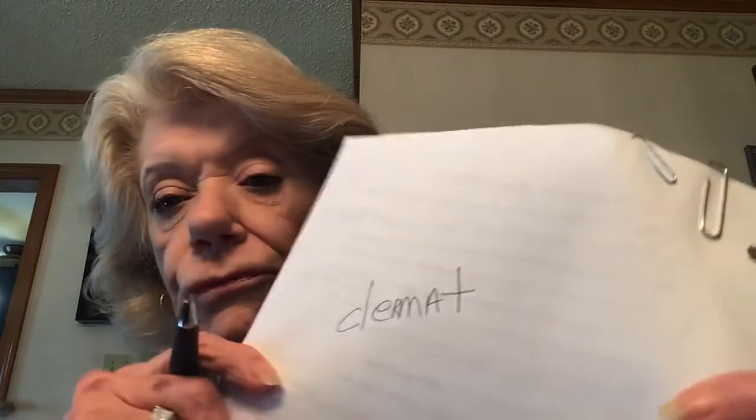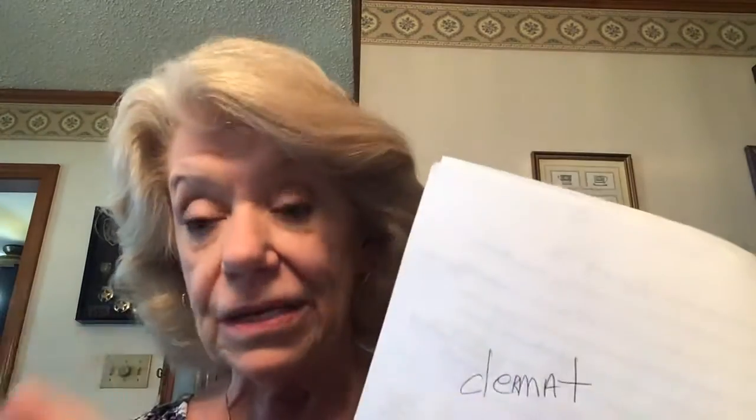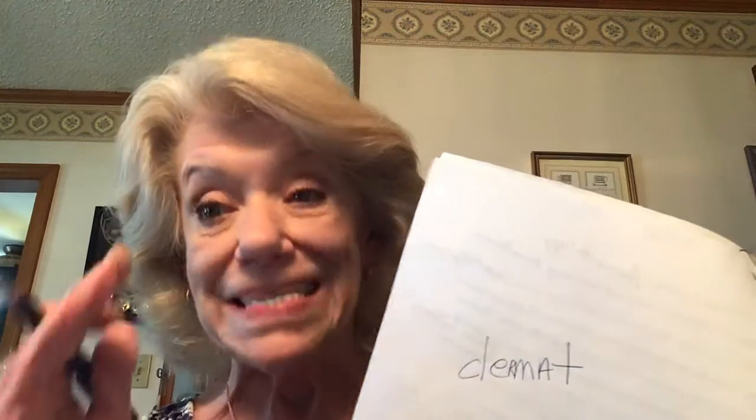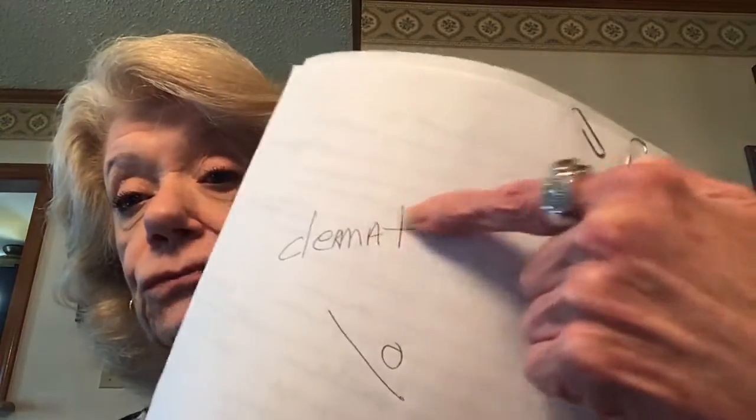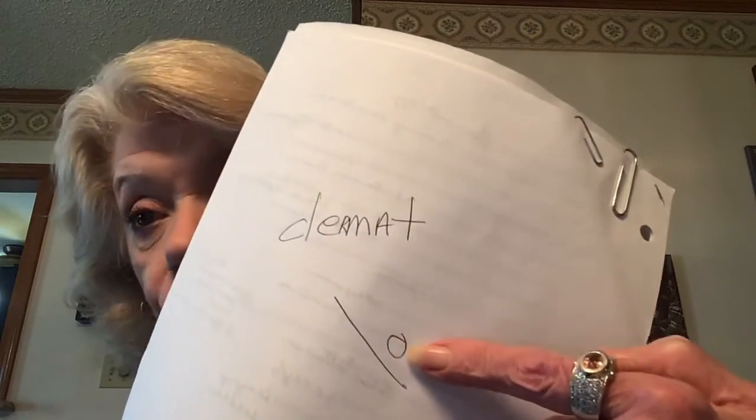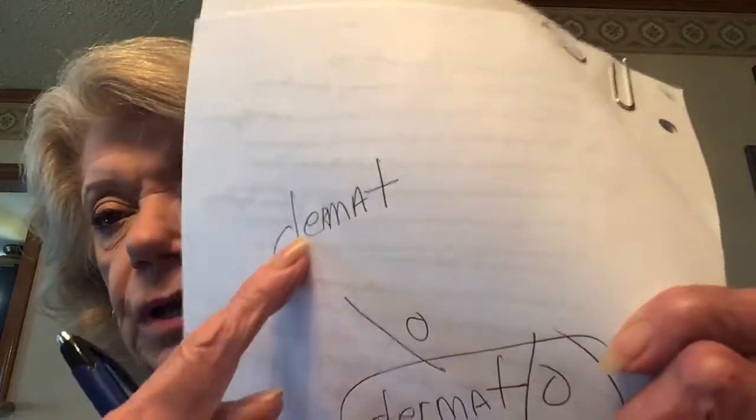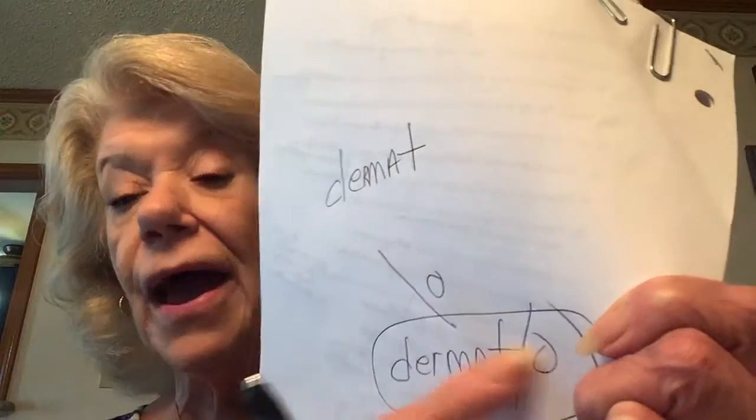Okay, here's the root, dermat. That tells you it's going to be something with the skin, because derma means skin. Now, if I were to just have an O, this is the root, this is the combining vowel. But watch what happens when I put them together. Look right here. I took the root and the combining vowel, put it together, and it becomes a combining form. That's what these notes are talking about right here. And I kind of wrote it out because it's sometimes awkward to understand.